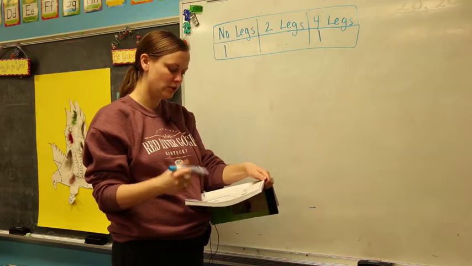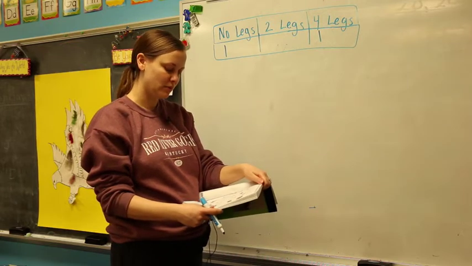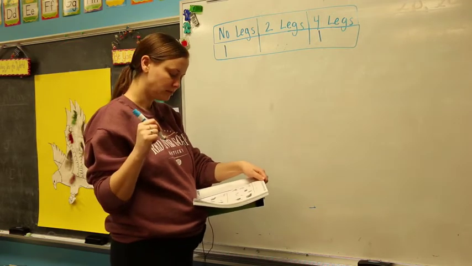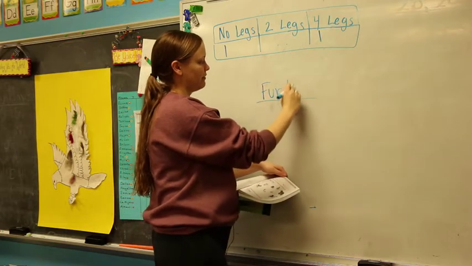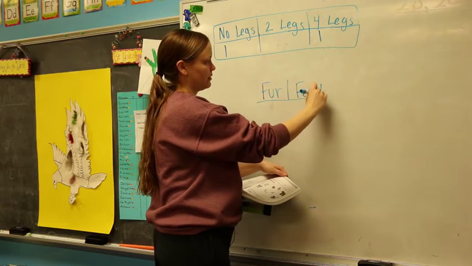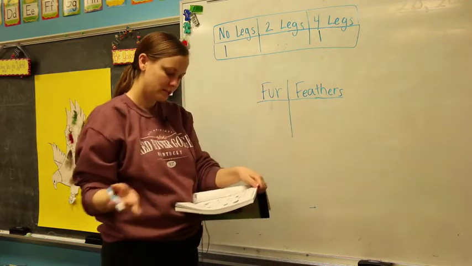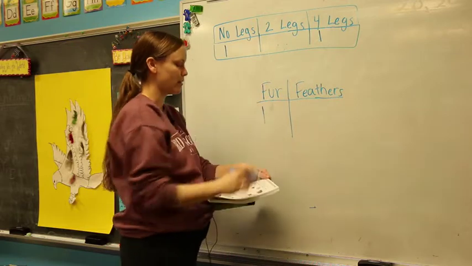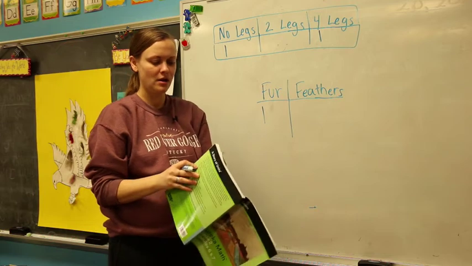Same thing for number 2. It says count and categorize each picture to complete the table with numbers. I want you to use tally marks here too. So for fur, and then feathers, characteristics of animals. So you're going to look at the picture of the bear. Does a bear have fur or feathers? Fur. So just put a tally mark and then cross off the picture of the bear. Make sure you've done all the animals.